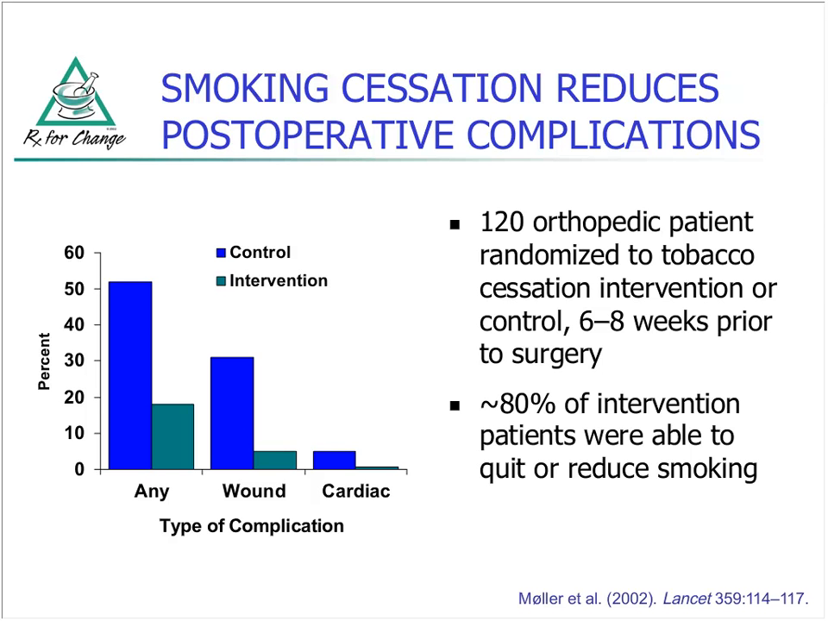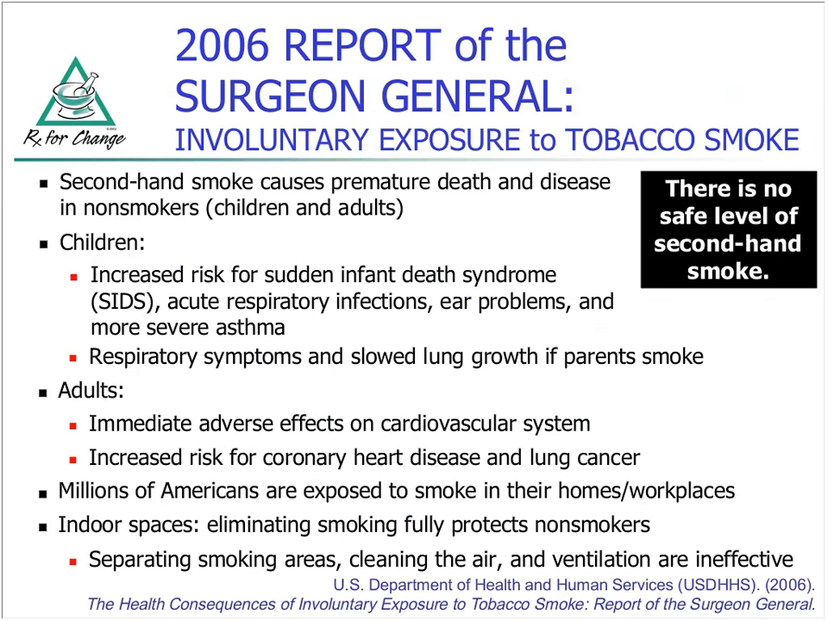Here are some data from a clinical trial. 120 orthopedic patients randomized to receive a tobacco cessation intervention or a control group 6 to 8 weeks prior to surgery. And if you look at the data here, the control group, the percent of complications versus the intervention, so much lower in patients who actually had the intervention and were able to quit. So 80% of intervention patients were able to quit or reduce smoking. And a reduction will lead to an improvement, but it's not as good as quitting completely. Okay, and so here's a citation. I try to leave citations in case somebody wants to pull the original literature.